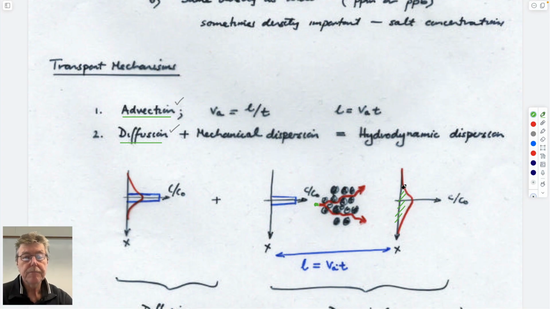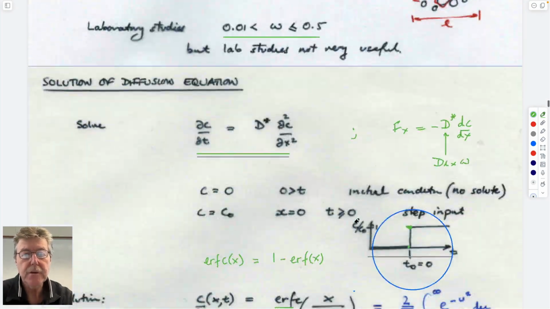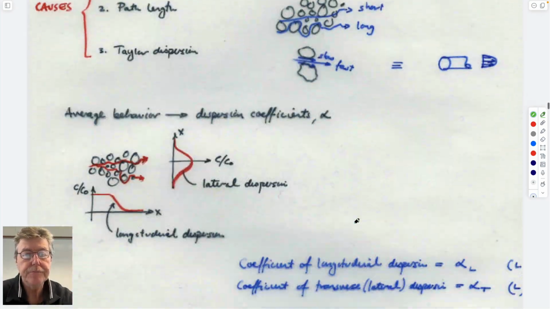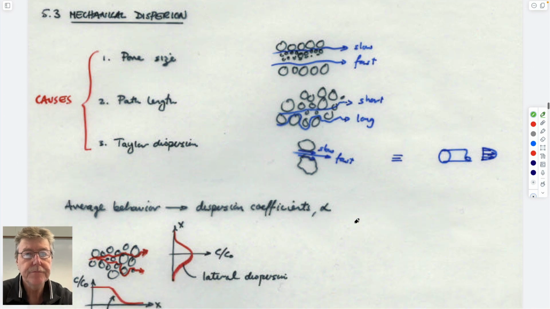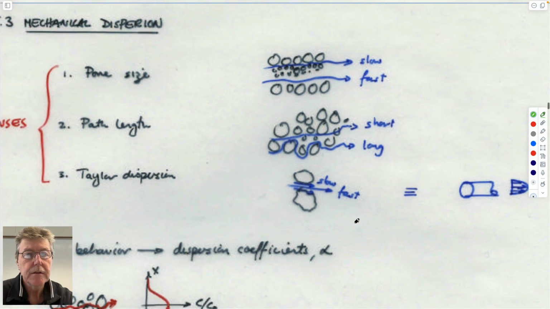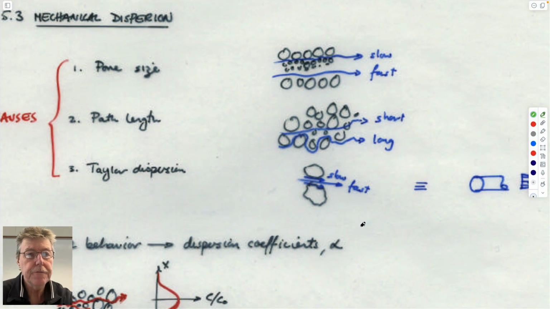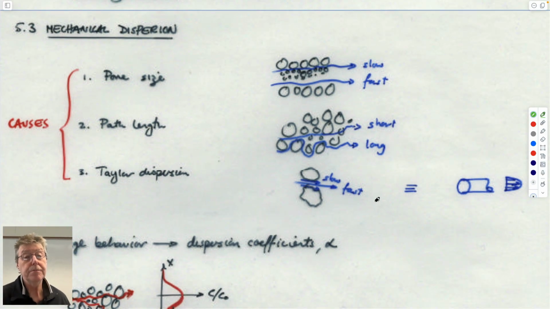The reason is we use the fact that it looks like diffusion to try and explain it in terms of an equivalent diffusion behavior, but the mechanism by which it occurs is just mechanical mixing. So how do we represent that behavior? This is the idea. It looks like diffusion, but really it's mechanical dispersion. It occurs because of three main reasons.